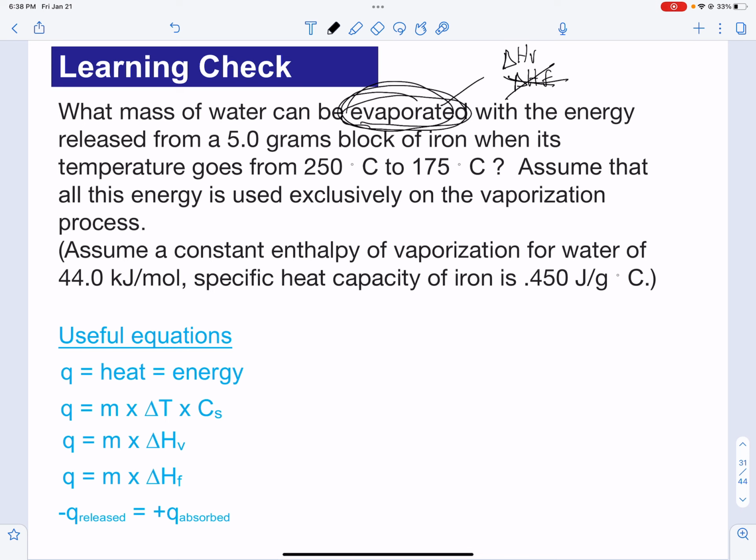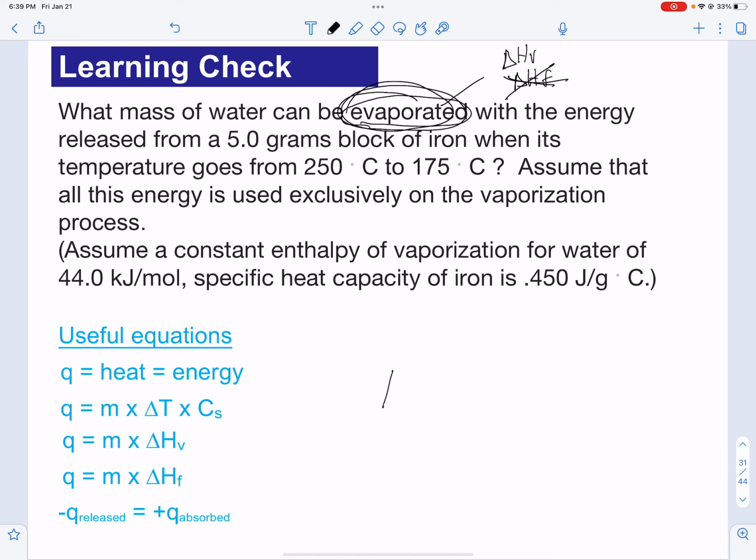So what mass of water can be evaporated with the energy released from a 5 grams block of iron when its temperature goes from 250 degrees Celsius to 100 degrees Celsius? Assume all this energy that is coming out of this block cooling down is used exclusively on the vaporization process. So this is a lot. So the way I like to do it is by drawing it. So what is this asking?